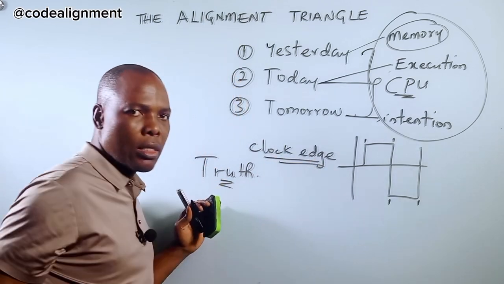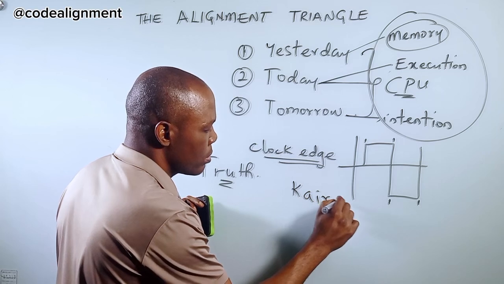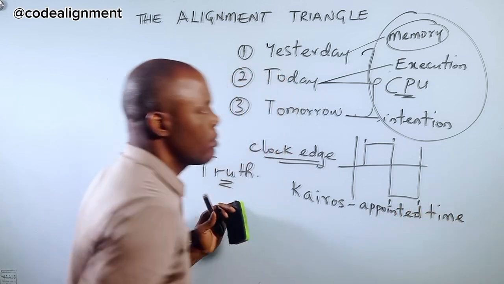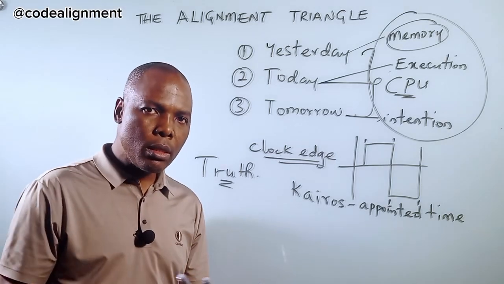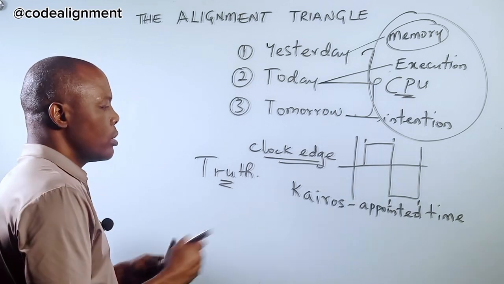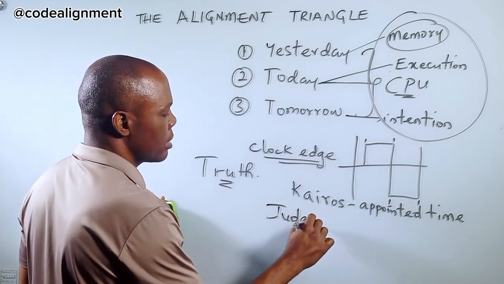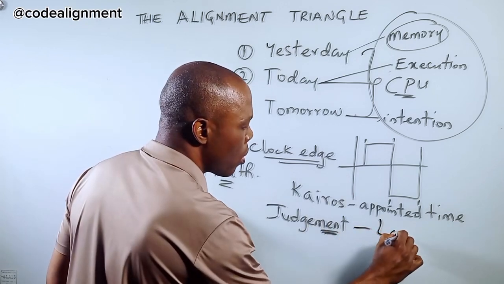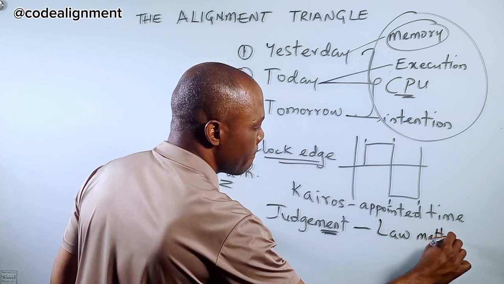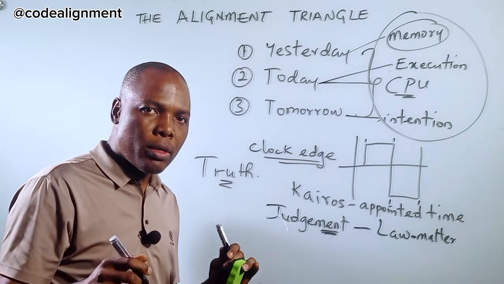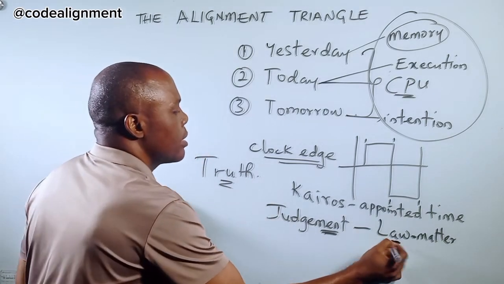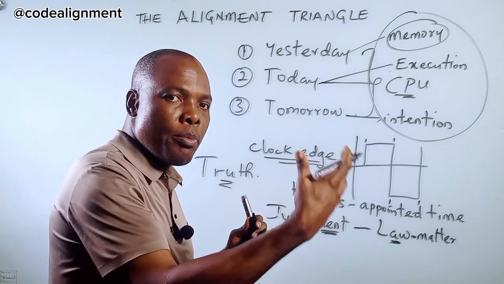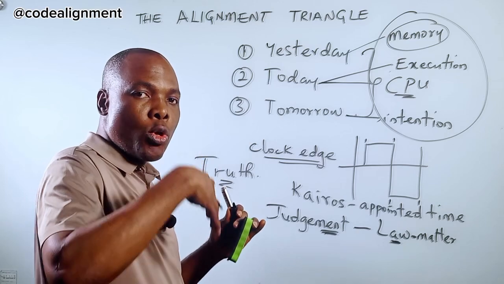So this clock edge is what we call the kairos, meaning the appointed time. This is basically it. So, judgment, and you know what this means, is actually the point at which law meets matter, right? So, what I want to teach you as regards mathematics is this creation of the law, which is the instruction part that is inside your blood, and your breath, which is the electricity, now comes in to combine with that to give you what?